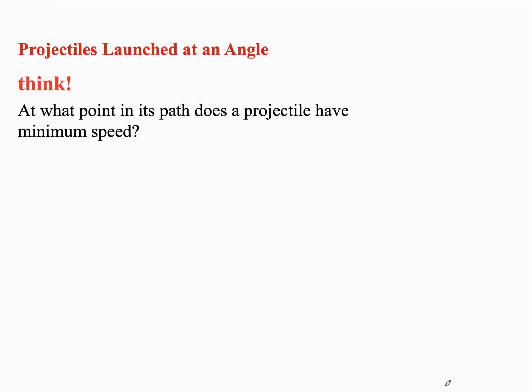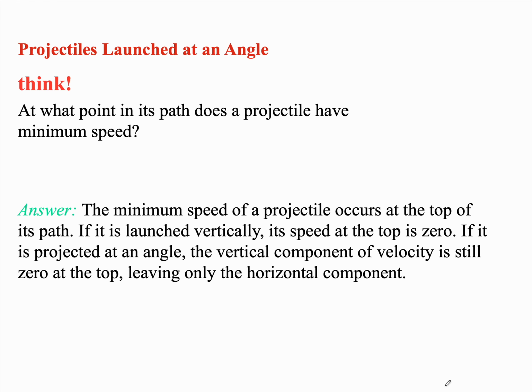Quick thought problem, this is a conceptual one. At what point in its path does a non-horizontally launched projectile have its minimum speed? The answer is at the very top. Why? At the very top, it is only moving horizontally. It's not moving vertically. And at that point, it has the minimum speed. Unless you count where it hits the ground and completely stops.